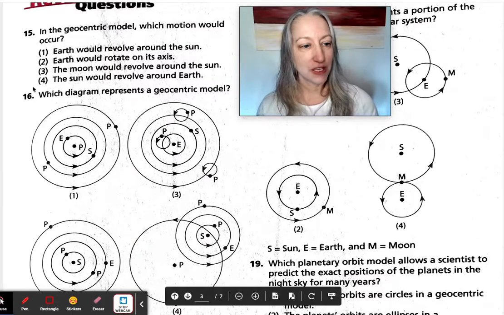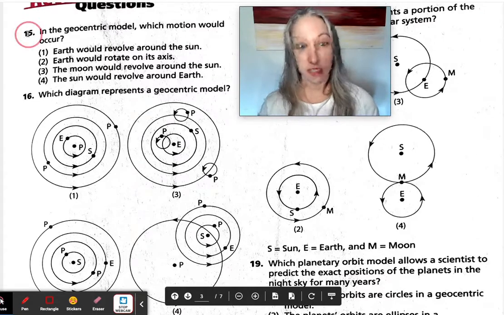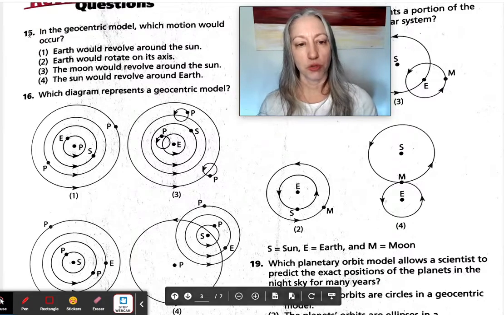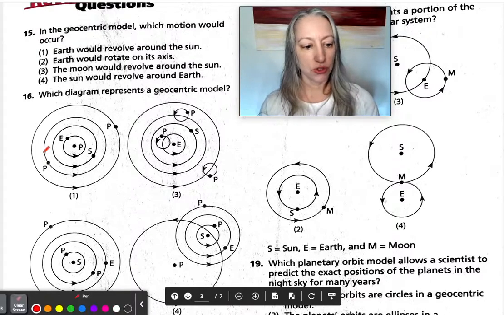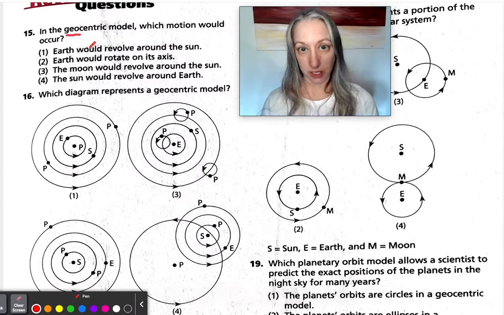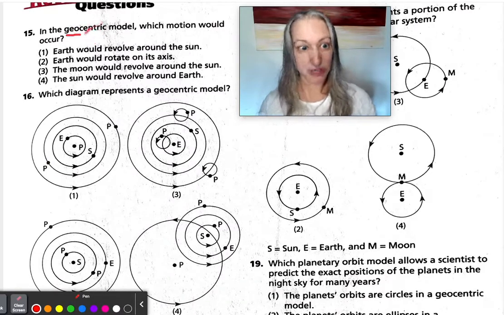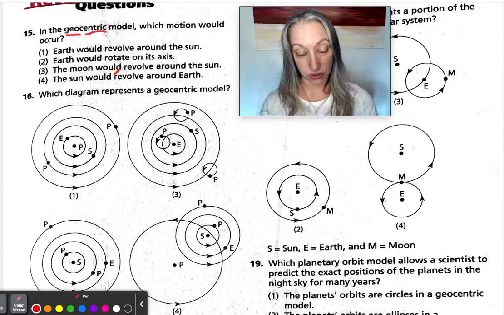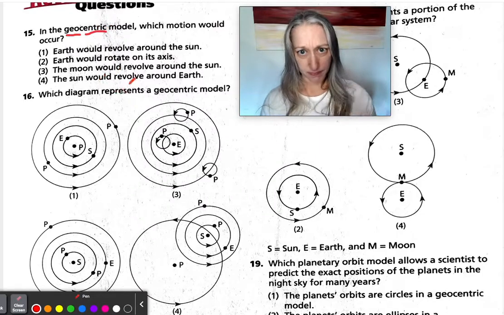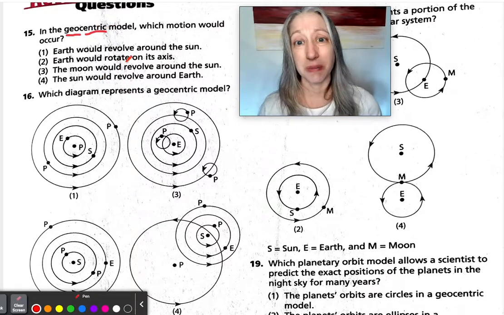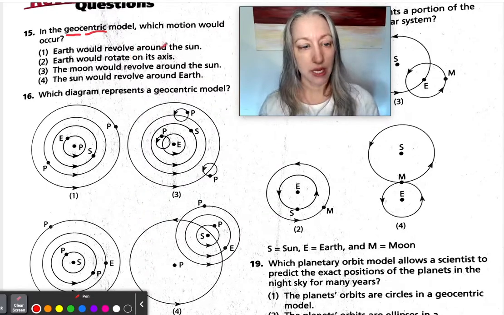Okay, here we go. So number 15, in the geocentric model, which motion would occur? Right off the bat, you should know that if we're talking about the geocentric model, we're talking about Earth-centered. Geo means Earth, centric means centered. And so right away, I should think to myself, the Earth has got to be in the middle and everything else goes around it. So that rules out this one because things are going around the sun.